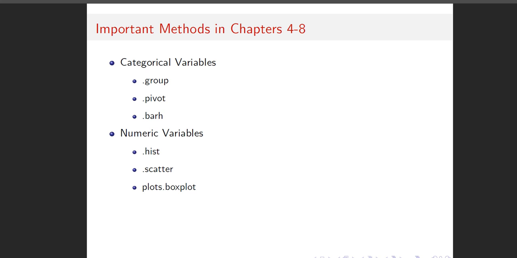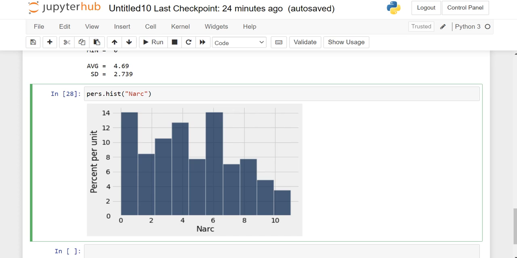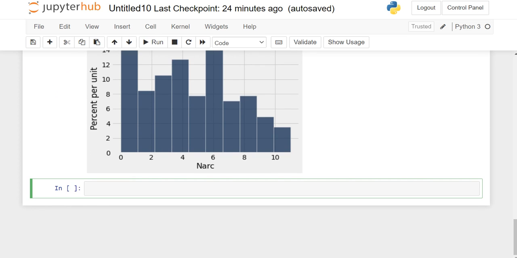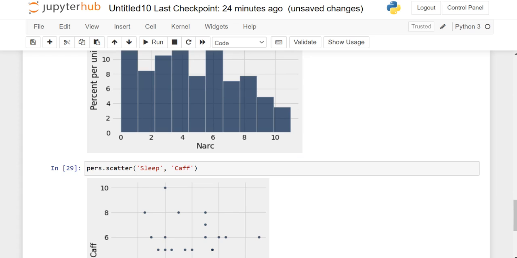What does a scatter plot do for us? Well, it compares two variables. So I can compare the sleep variable, dot scatter, and then I can compare sleep to caffeine. Do people who get less sleep need more caffeine? Do people who drink more caffeine get less sleep? I mean, we can take a look at that.